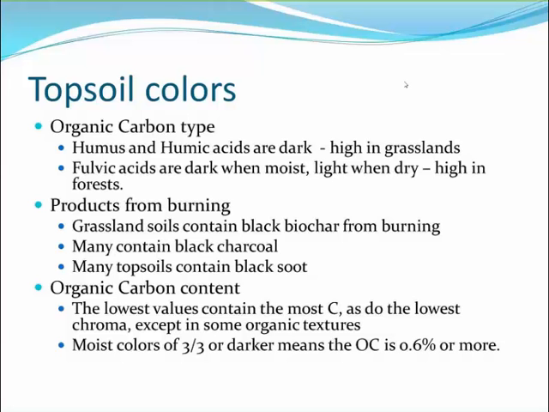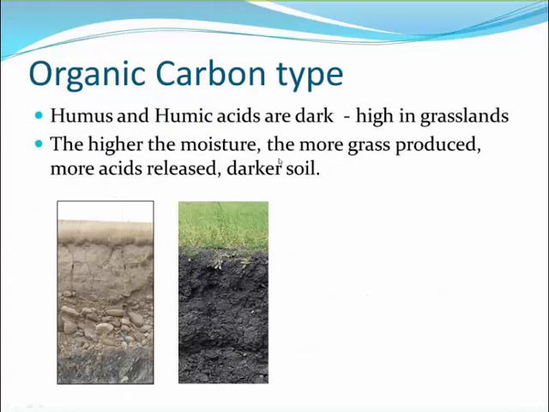Under organic carbon types, we have the types that form under grasslands and the types that form under forests. Under products from burning, we have burning that occurs in grasslands, burning that occurs in forests, and burning that occurs in factories. And under organic carbon content, in other words the total percent carbon, we can relate the soil colors to the percent carbon. So let's take a look at some pictures now.